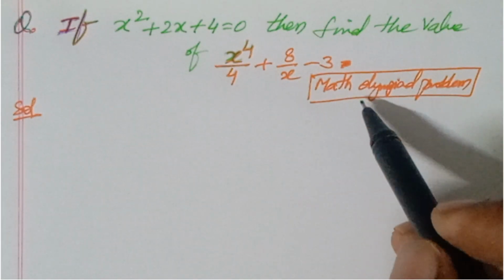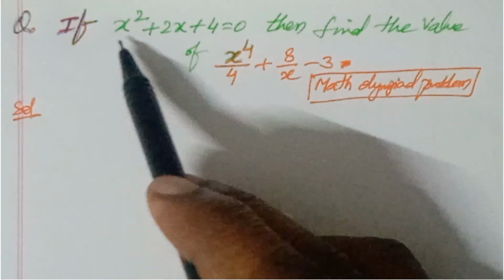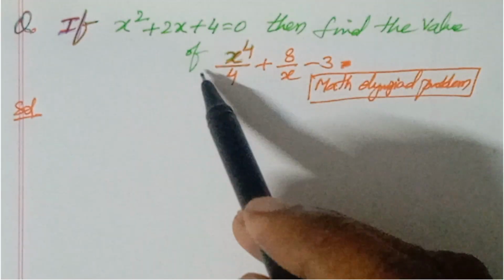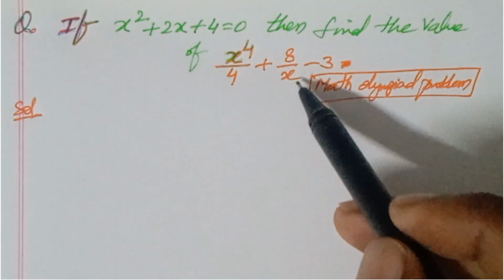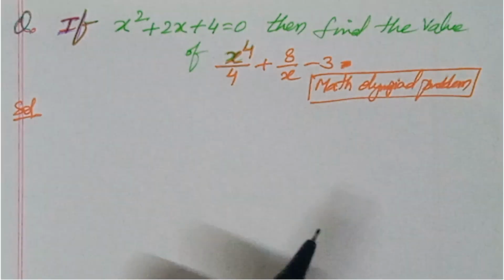Today we are going to see the Maths Olympiad problem. The question is given: if x square plus 2x plus 4 equal to 0, then find the value of x power 4 by 4 plus 8 by x minus 3.